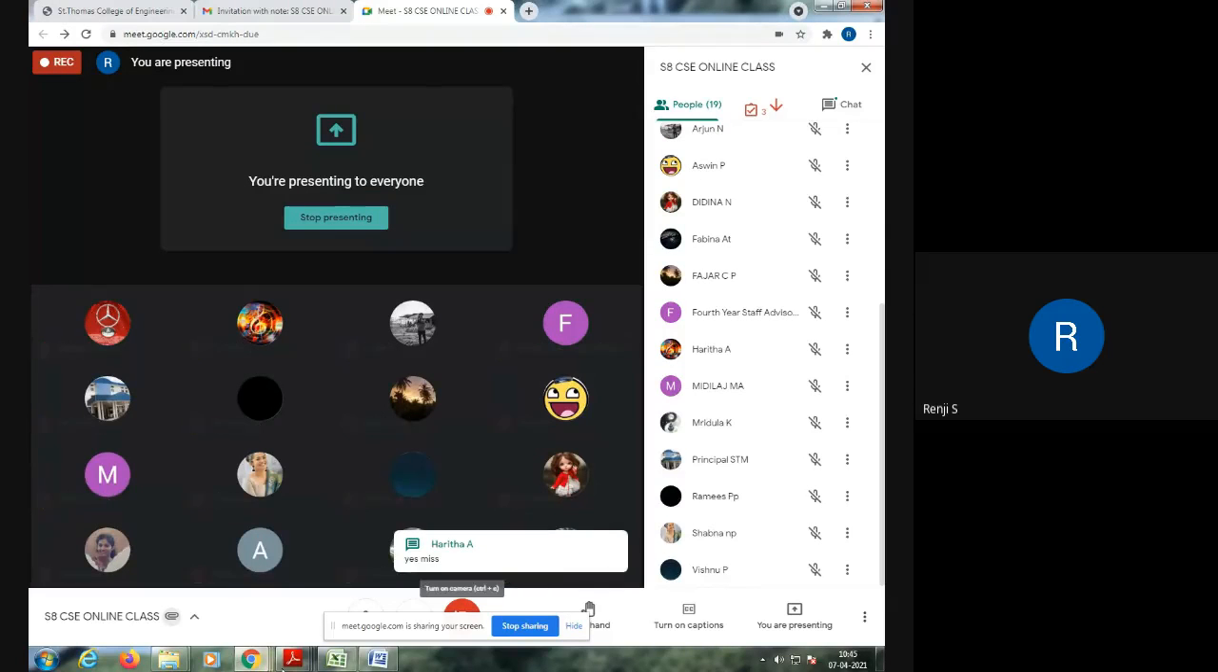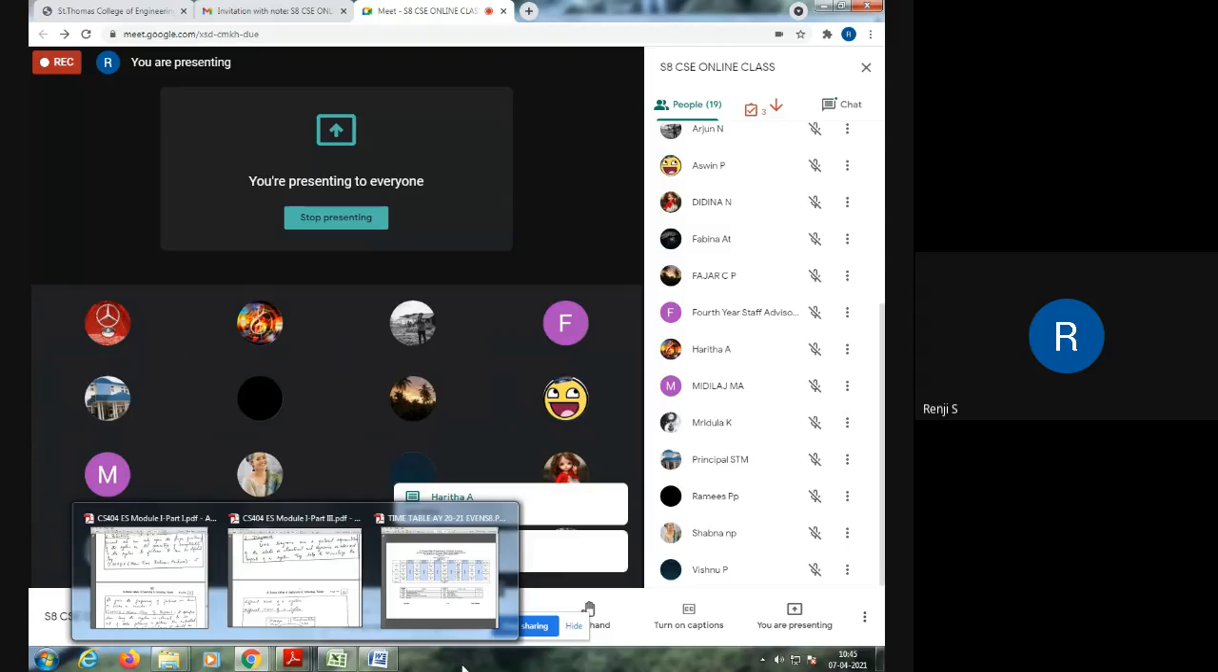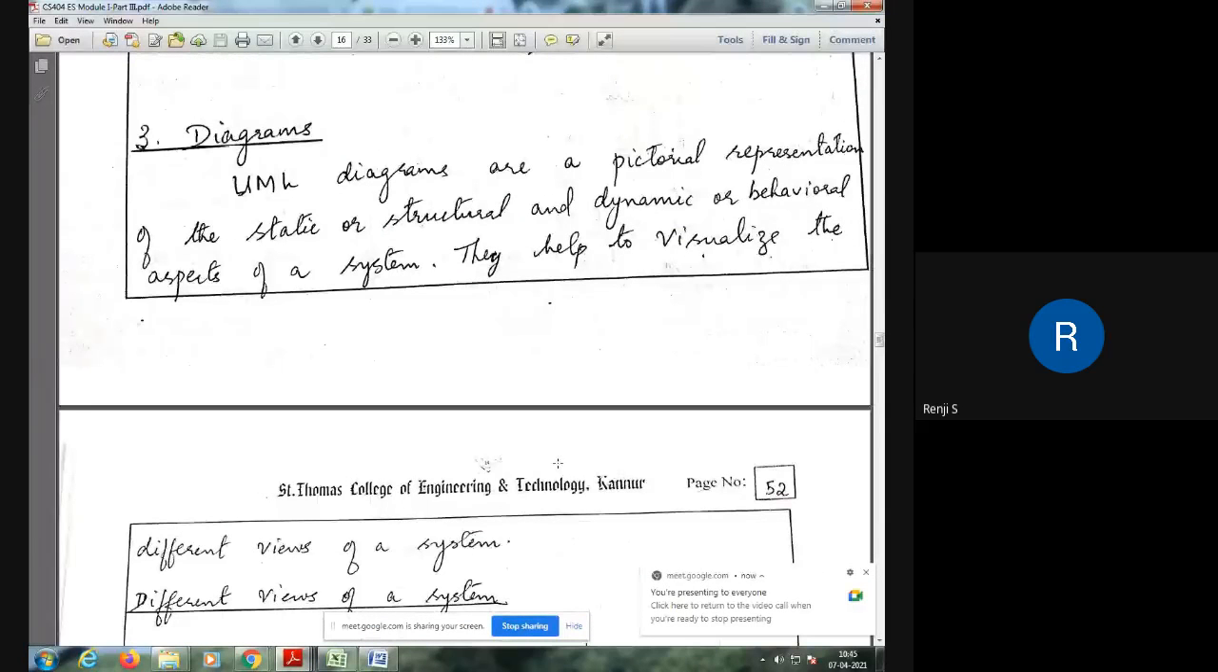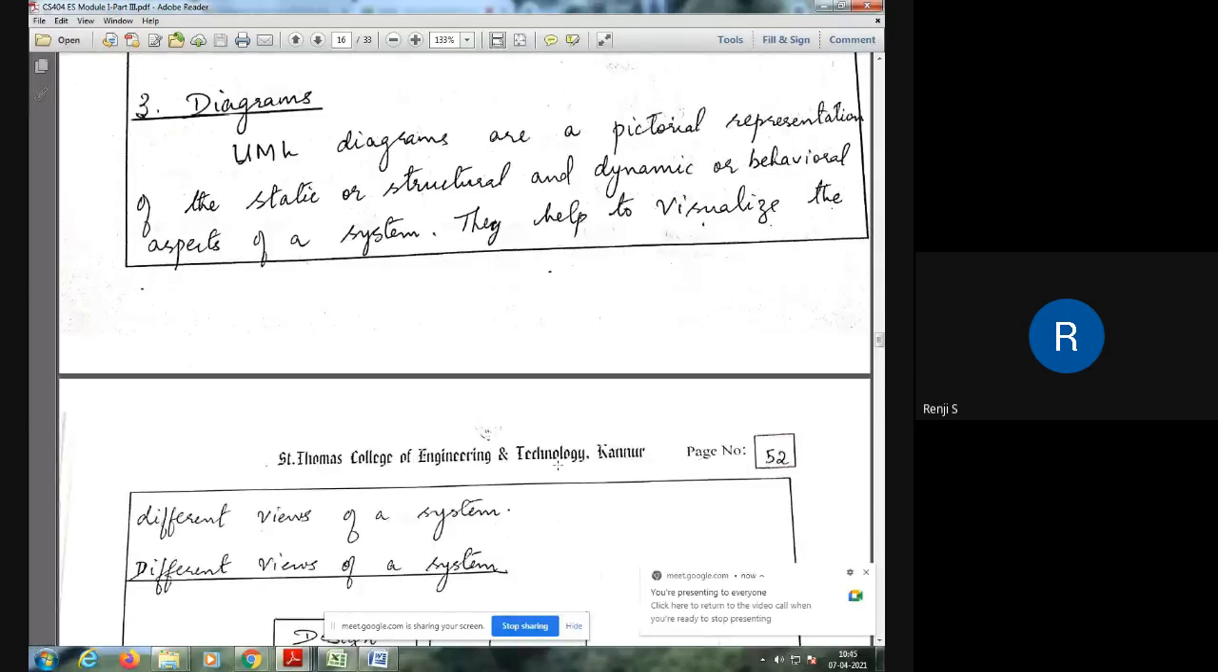Okay. So there were three basic building blocks. First was things, then the second building block was relationships, and the third is diagrams. So we had already discussed things and the different categories of things in UML. Then we discussed the basic relationships in UML. There were four basic relationships, and the third one is diagrams. So what are diagrams in UML?